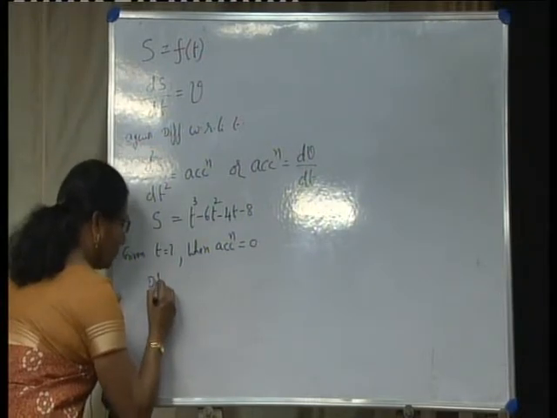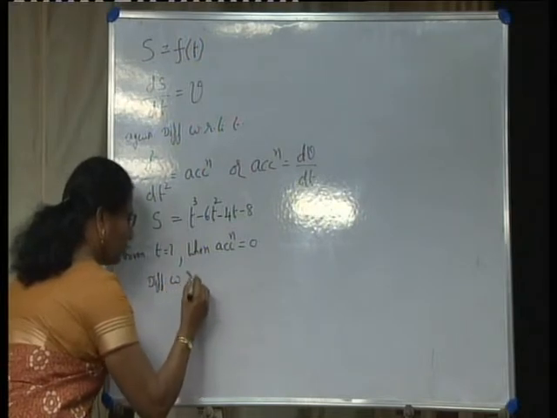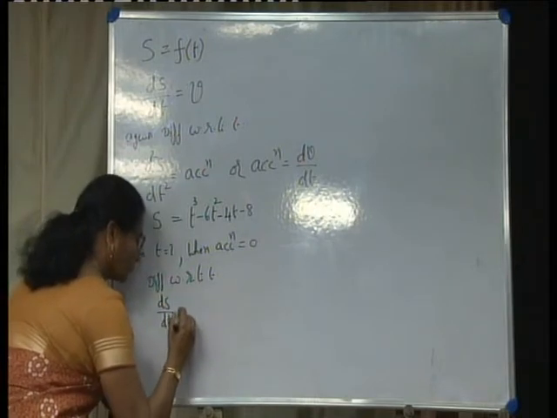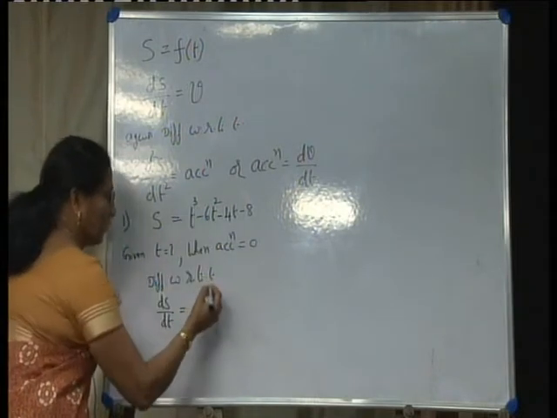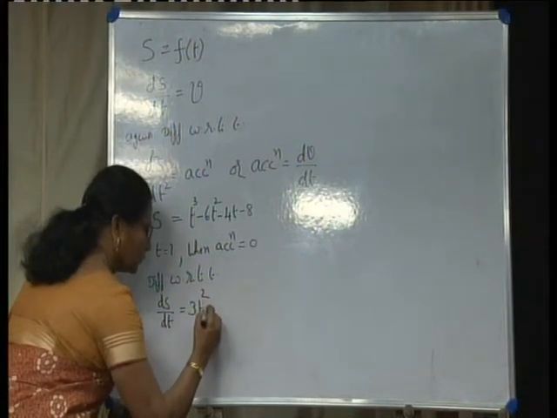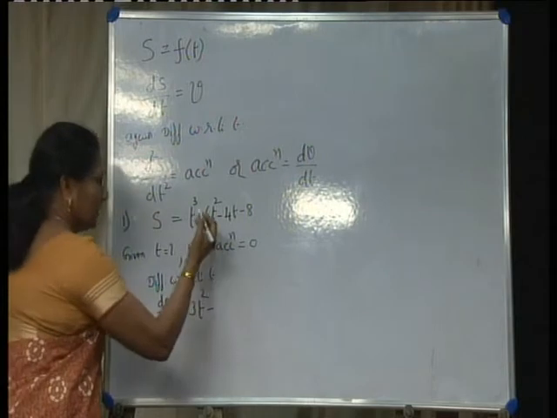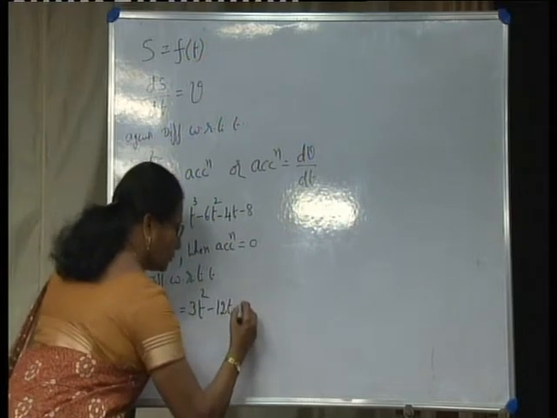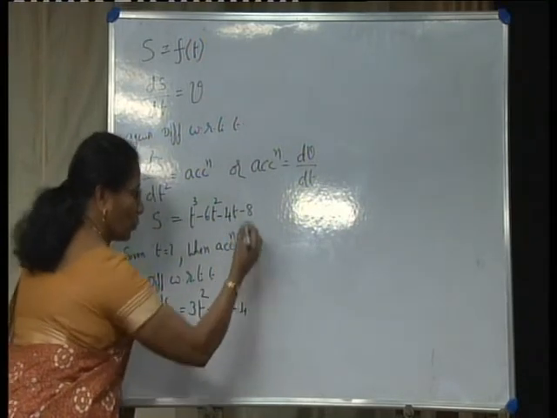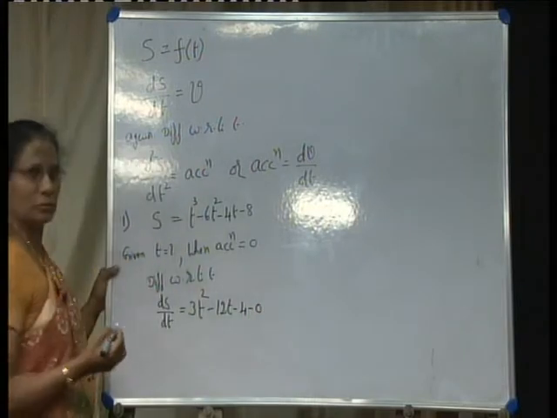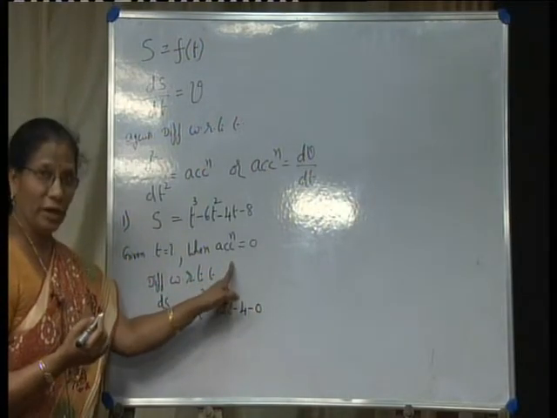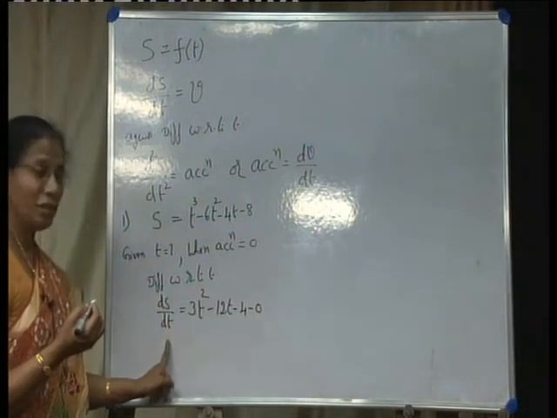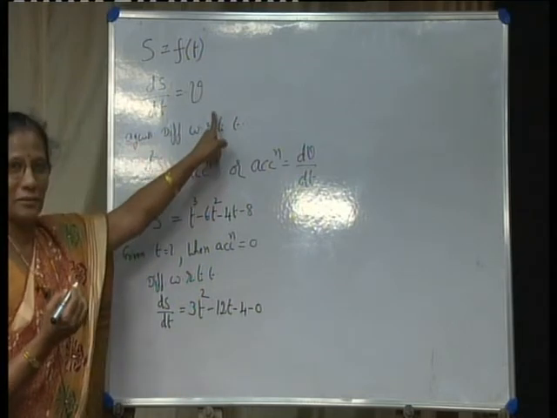Differentiate with respect to t. ds by dt: the derivative of t cube is 3t squared, minus the derivative of 6t squared, which is 12t, minus the derivative of 4t, which is 4, and the derivative of the constant is 0. But we have to find the time when the acceleration is 0. We have found only the velocity, ds by dt.